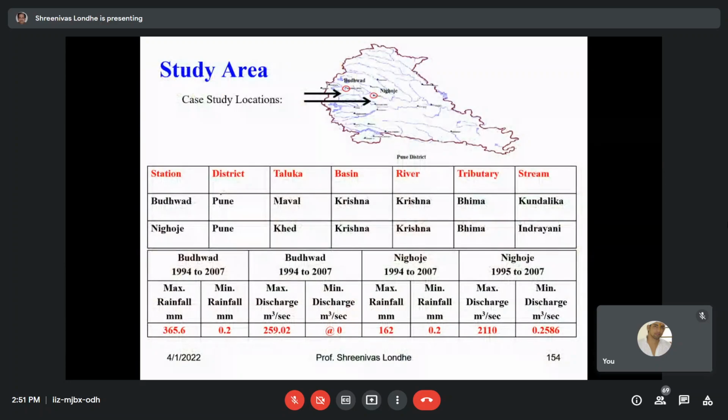This is in our own area, that is Pune district, where we belong to. This basin is called the Krishna Basin. It is again a very large basin. We are selecting two tributaries on the river Krishna. One is Bhima, second one is also Bhima. But the streams are different, Kundalika and Indrayani, on which there are these two locations, Budhwad and Nighos, located on these streams.